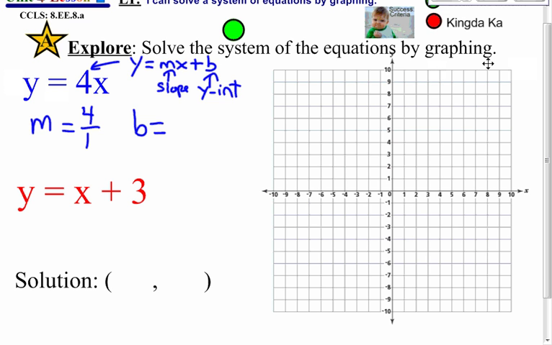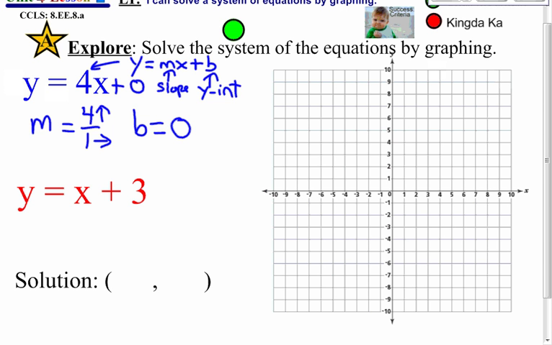The b, you notice that it's missing. It's because it goes through 0. Right next to the slope, this is the rise. The 4 is the rise, so I'm going to put that as going up because it's positive. The 1 is the run, so I'm going to put that going to the right.